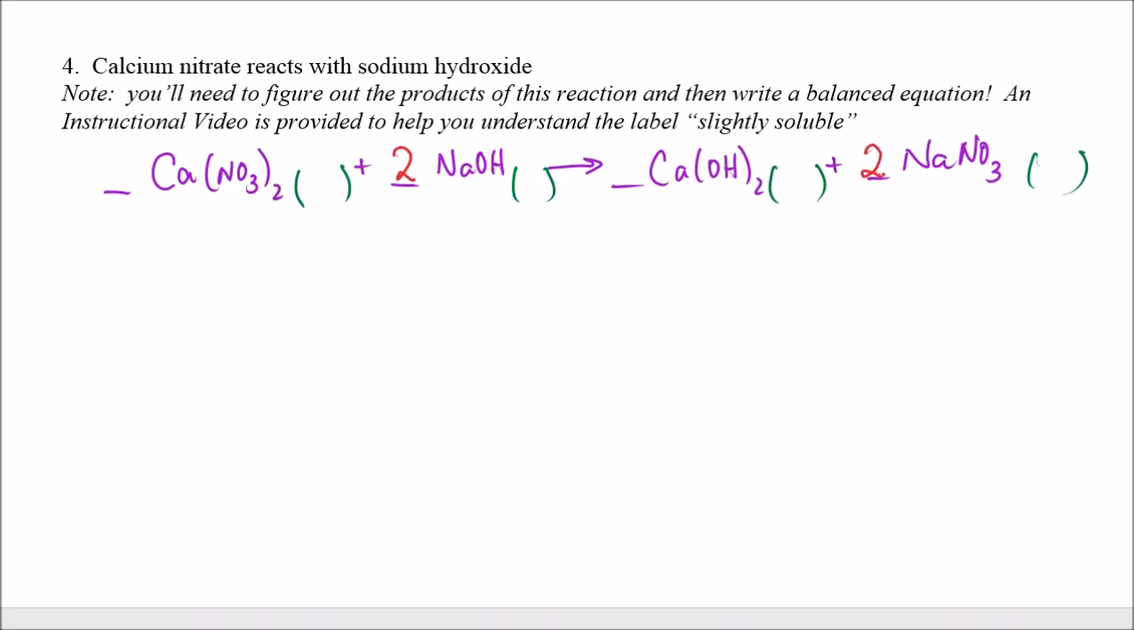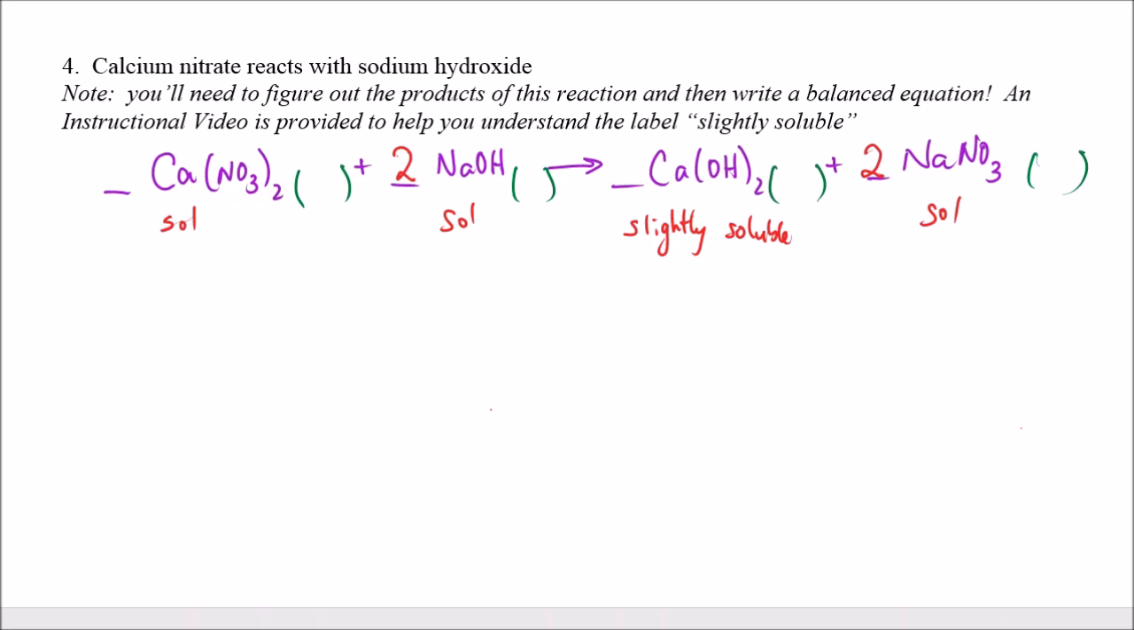So that balances the equation with a couple of 2's here. And the interesting part of this reaction is, what do you put as the phase notations? Some of it's easy. This is a soluble salt. So is this. So is this. But calcium hydroxide is only slightly soluble. And so the question is, what do you put in this space?